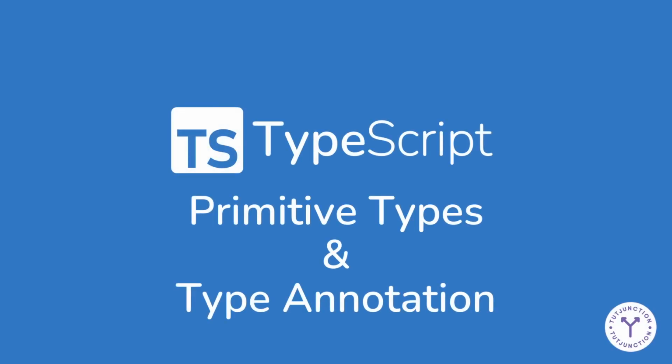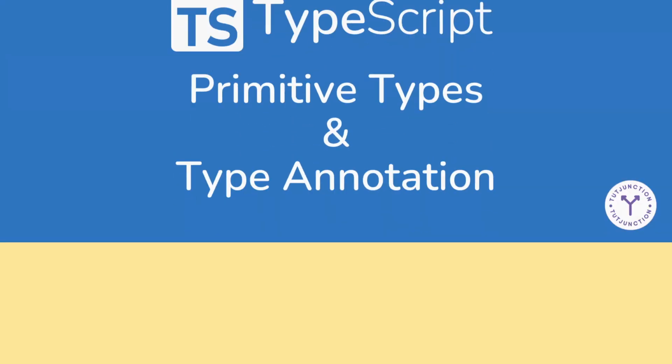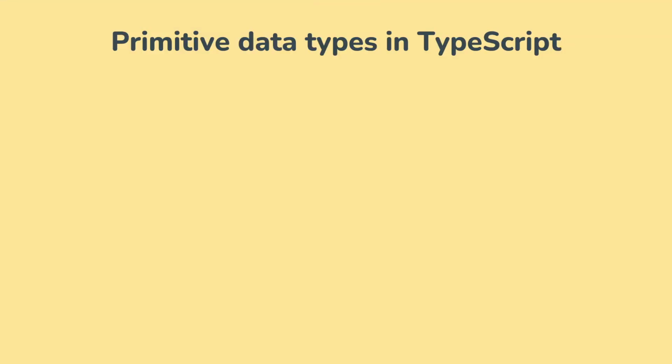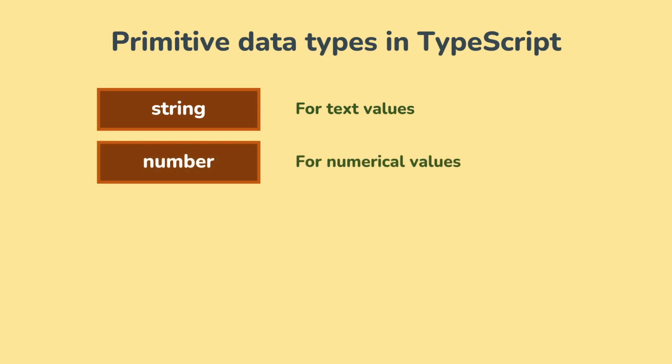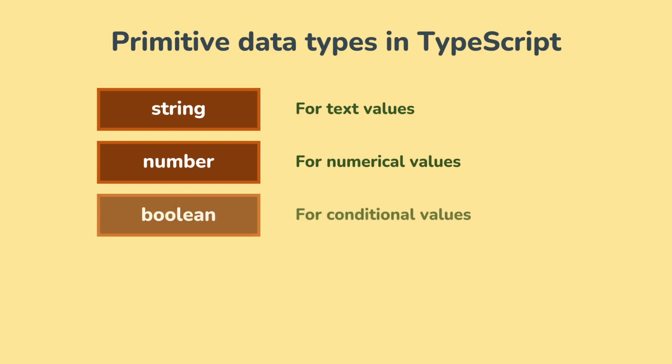In this tutorial, let's see primitive types and type annotation in TypeScript. TypeScript has 5 primitive data types. The first one is the string, which is used for text values. The next one is the number, which is for numerical values, followed by the boolean, which is used for conditional values. There are 2 other types which are not common.